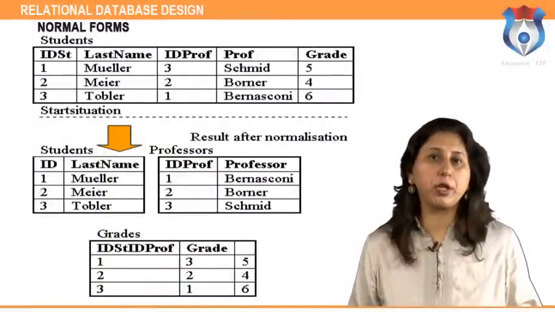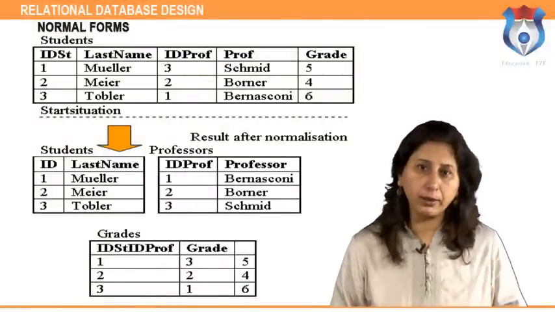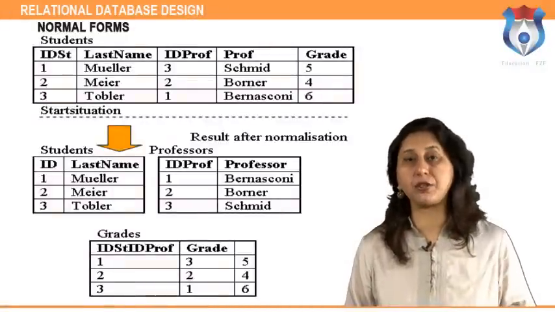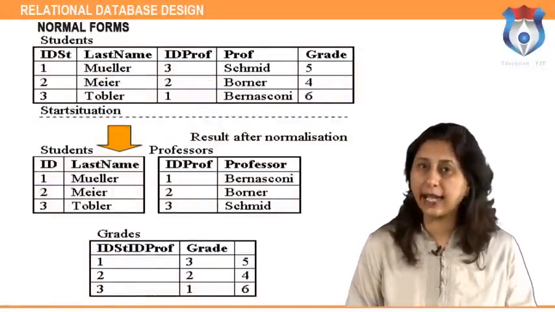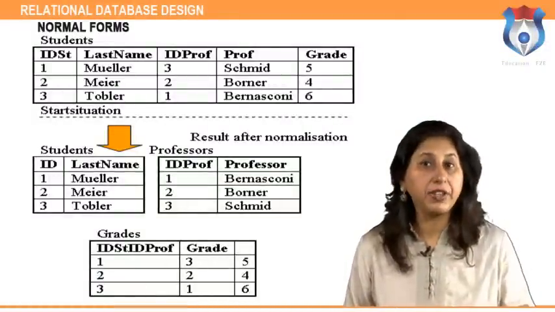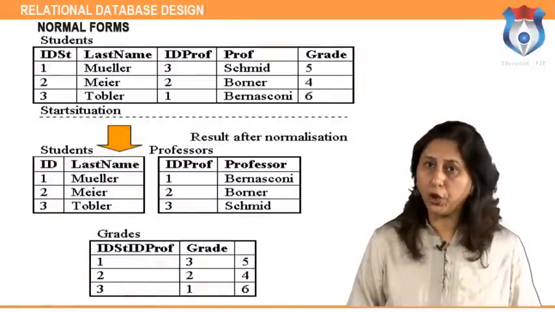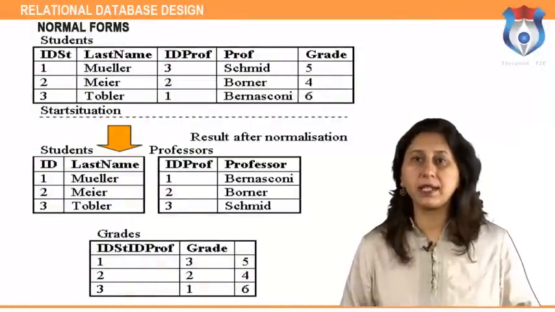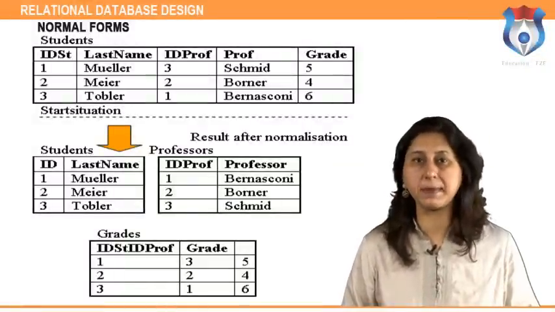There's no top to bottom ordering to the rows. There's no left to right ordering to the columns. There are no duplicate rows. Every row and column intersection contains exactly one value from the applicable domain and nothing else. All columns are regular, that is, rows have no hidden components such as row IDs, object IDs, or hidden timestamps.